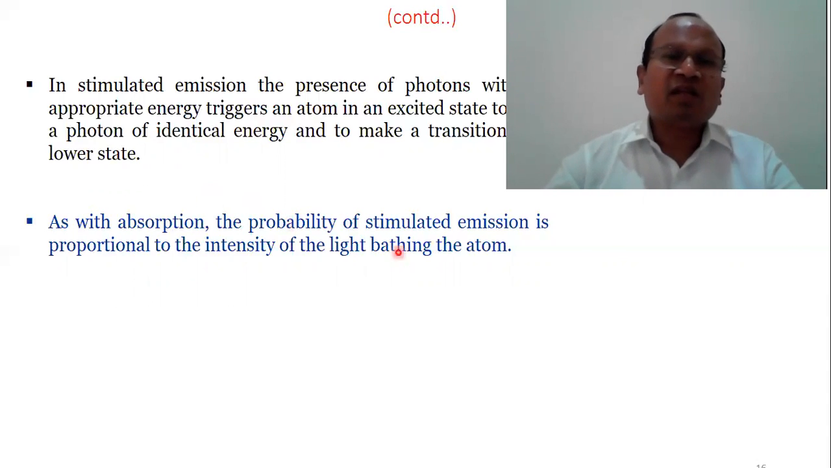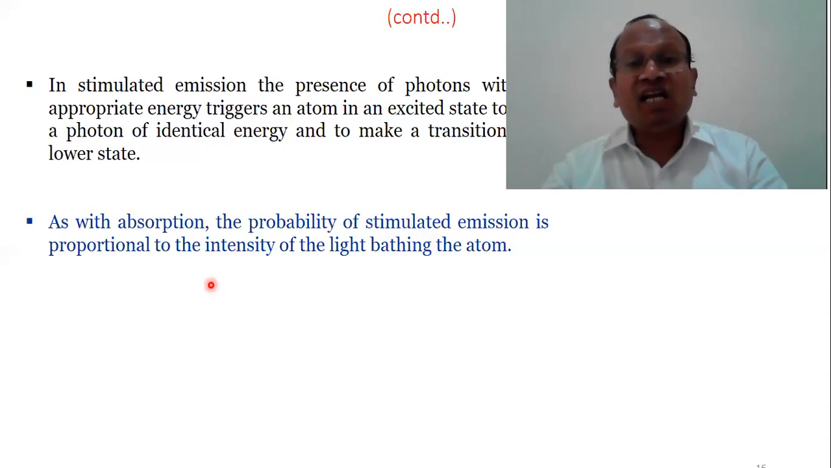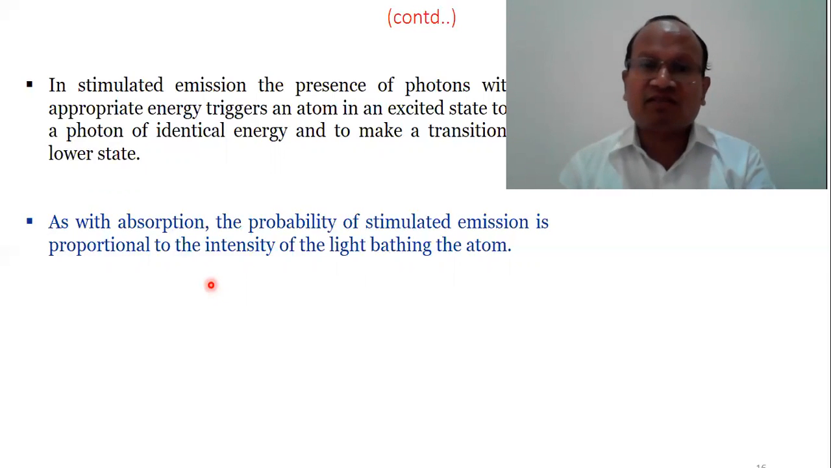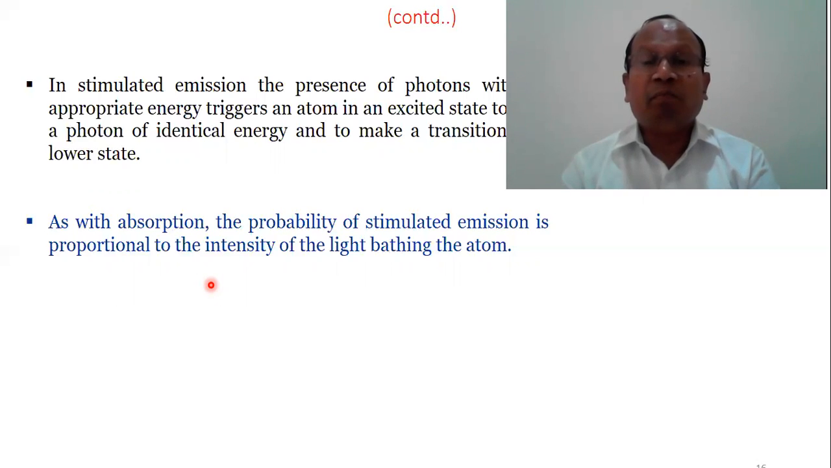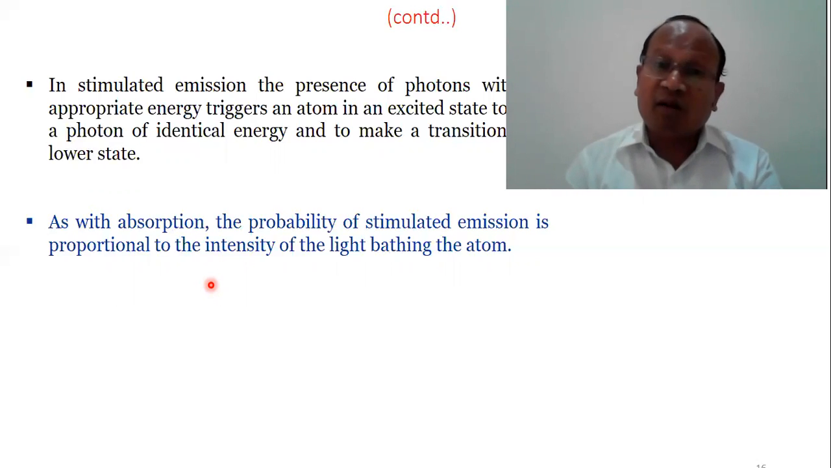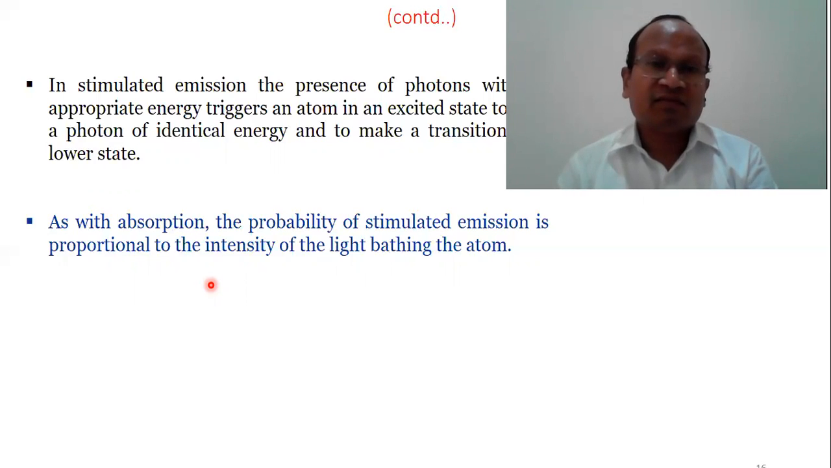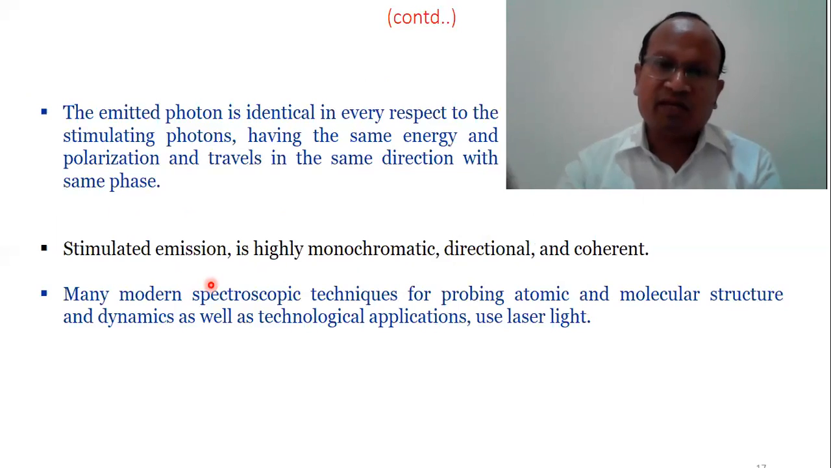As with absorption, the probability of stimulated emission is proportional to the intensity of light bathing the atom. It means the more the probability of stimulated emission, the larger or brighter will be the intensity of light. So the brightness, the intensity of light will be determined by the probability of stimulated emission. Probability is more with the absorption of stronger intensity of light. That light with larger intensity, a brighter light, will be emitted.